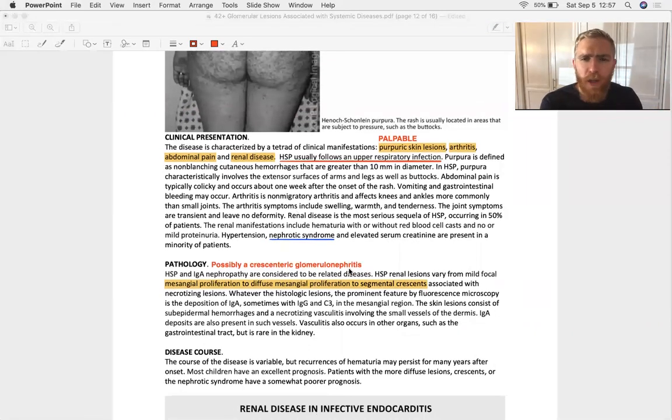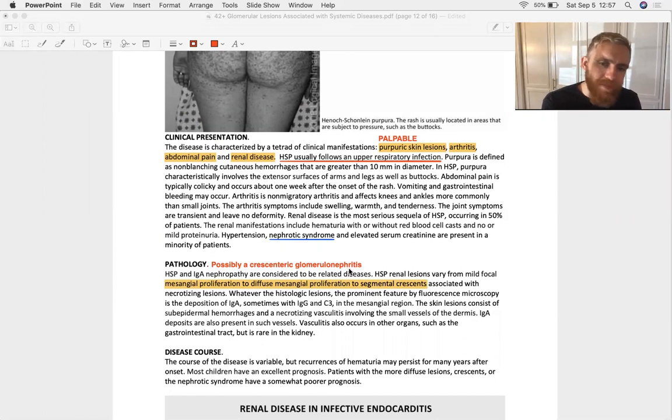This thing usually follows a respiratory infection. It can create a nephrotic syndrome, very, very rarely. Renal disease is going to be in 50% of patients, but again, typically that's a microhematuria or a microalbuminuria, and it's self-resolving and it likes to go away on its own, but it can linger and it can stick around too.